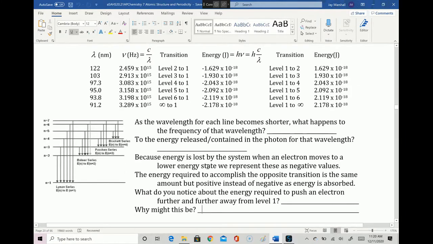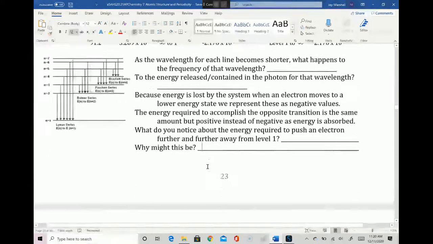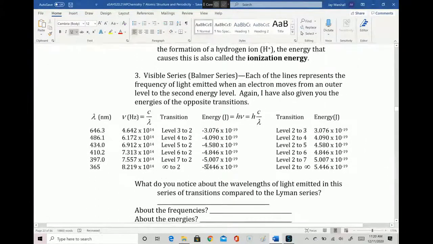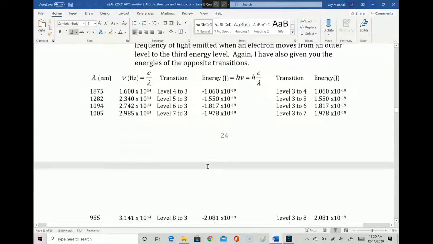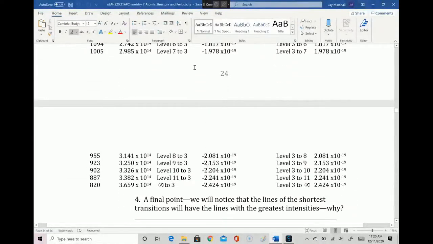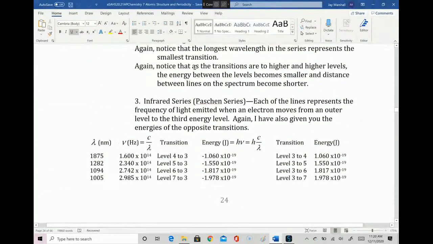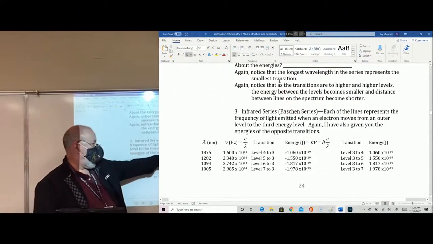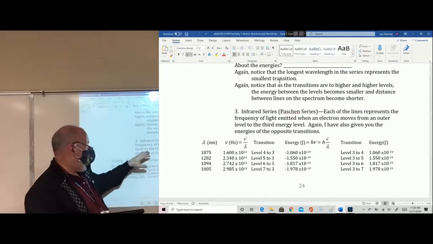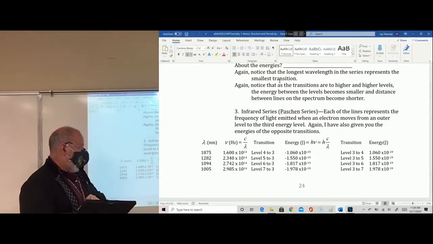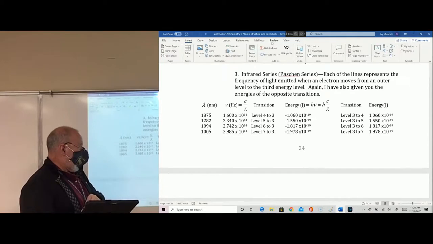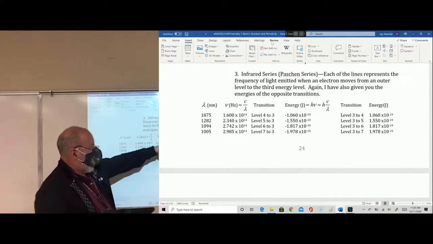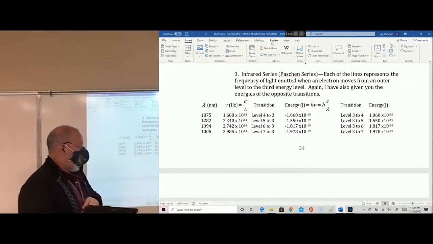Okay, and then, oh, that's still the ultraviolet. And there's the visible. And then with the infrared series, each of the lines represents the frequency of light emitted when the electron moves from an outer to the third energy level. And it's the same kind of thing here. We have even longer wavelengths, we have lesser frequencies, and we have lesser amounts of energies.